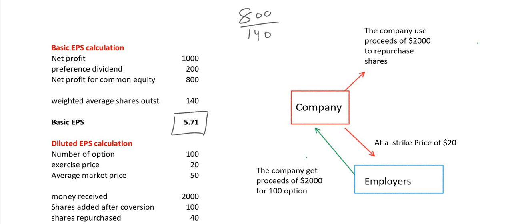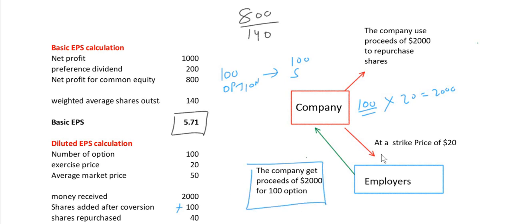Now, if I want to compute my diluted EPS, there are 100 ESOP issued with a strike price of 20. If the employees pay $20 to the company, they can convert 100 options, or 100 ESOP, into 100 shares. So the number of shares added will be 100. The company will get proceeds of $2,000. That is 100 into 20, that is 2,000.